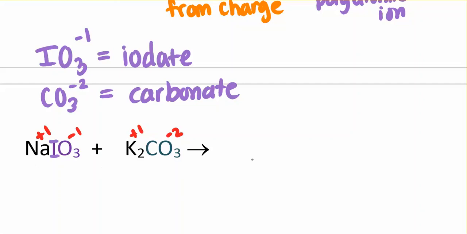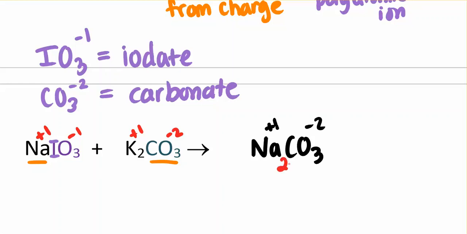So when we start figuring out our products, we're going to put the positive part of one with the negative part of the other. So I'll start with the sodium going with the carbonate. Think about the charges that are on each of these. We're crossing those charges down, so we need a 2 right there. And this would bring a 1 out here, but we don't need to show a 1. Notice we kept the 3 because it's part of the polyatomic ion. Okay, so that's a good formula for our sodium carbonate.